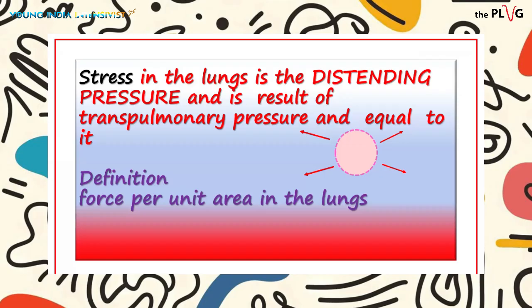Then what is stress? Stress in the lungs is a distending pressure and is a result of transpulmonary pressure. It is not precisely the transpulmonary pressure, but the way you measure it is the transpulmonary pressure. Its definition is the force per unit area acting in the lungs. And stress in the lungs is not uniform throughout the lung. It is different in different areas because there are stress markers in different parts of the lungs. The pleural pressure is different and so on and so forth.